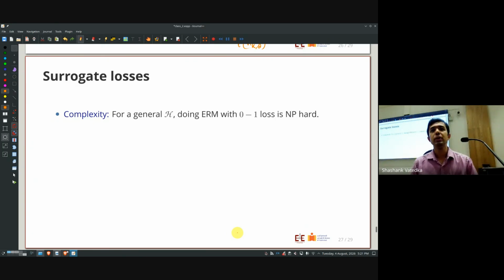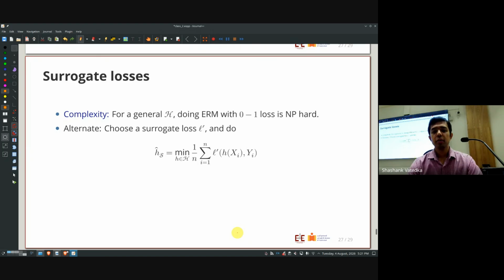But then how do you do ERM itself? Because in many cases, doing the ERM is not computationally easy. In regression with squared error loss, it's fairly simple. But then even if you look at the simple binary classification problem with 0-1 loss, it turns out that for a general hypothesis class, finding the ERM is NP hard. So there's no efficient algorithm that will let you find the ERM, because this 0-1 loss is not smooth, right?